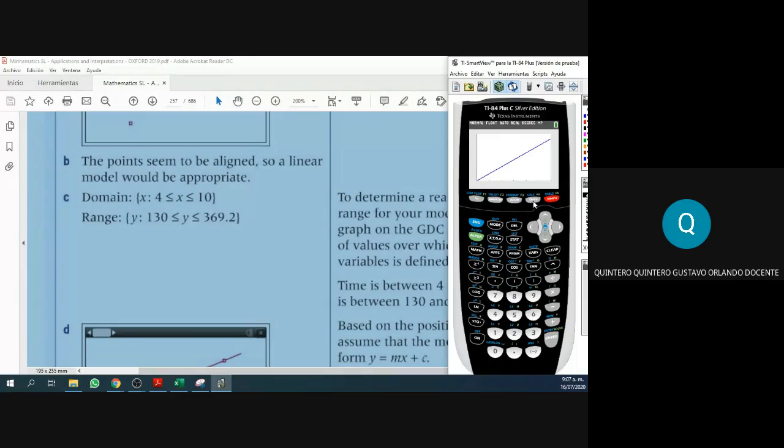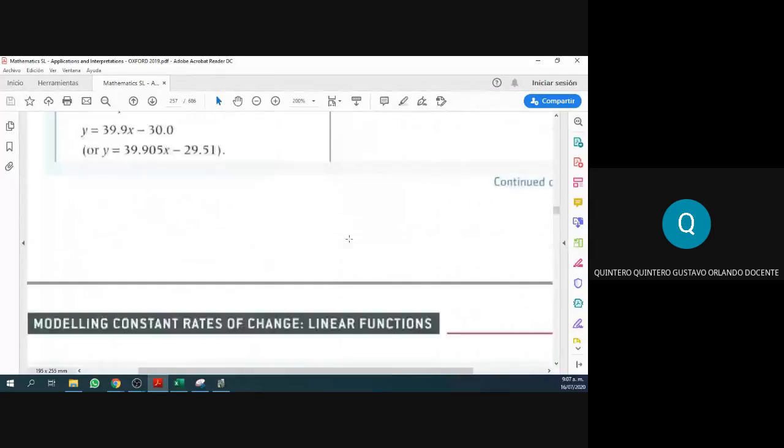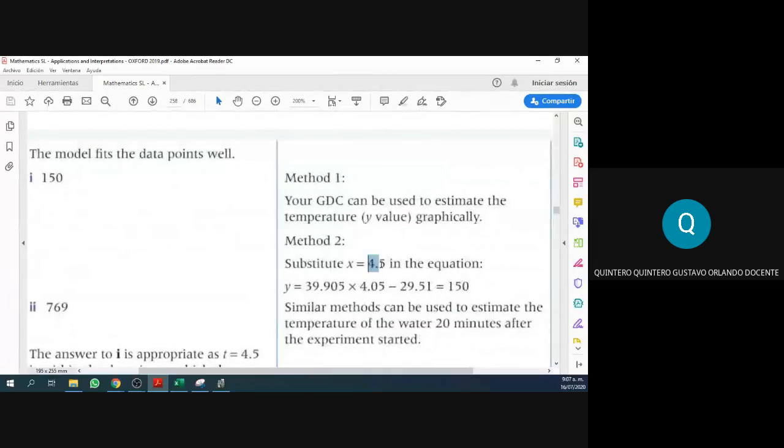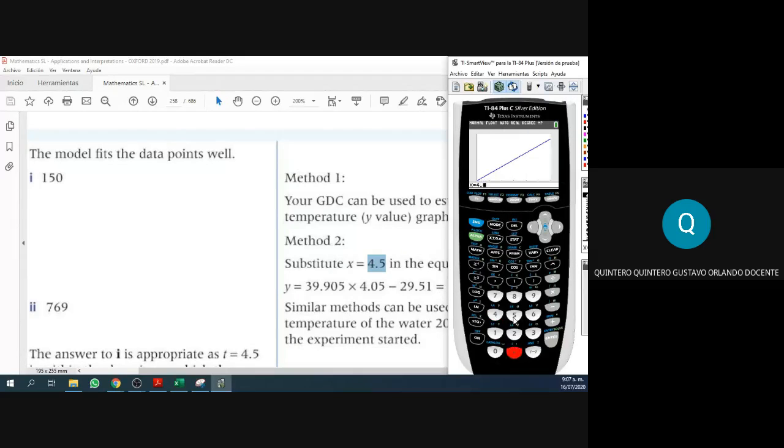You are going to go to calculate. So second and trace. Again, calculate, the word in blue on top of the key trace. From here, if we want to find a value, we press value. And look at that. The calculator is asking us, what is the x value that you want to find the y for? Okay, so we want to find the y value for 4.5. So I just press here 4.5. If I press enter, the calculator is going to tell us that the point is right there.